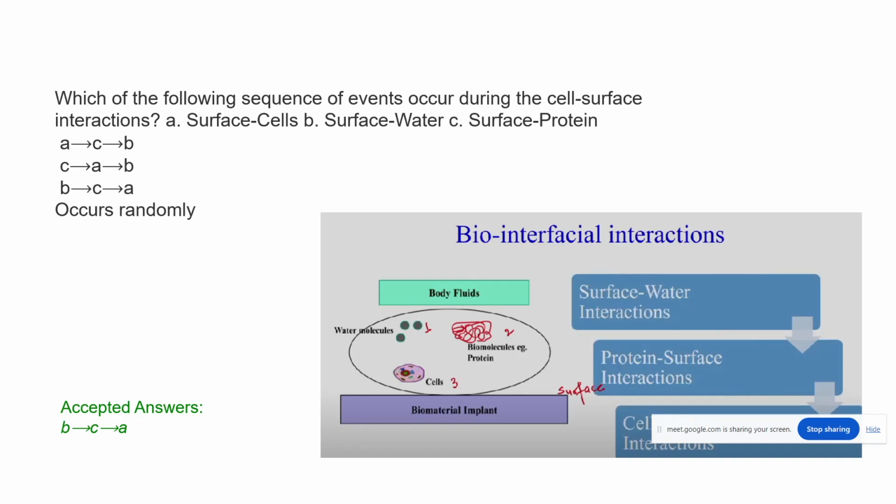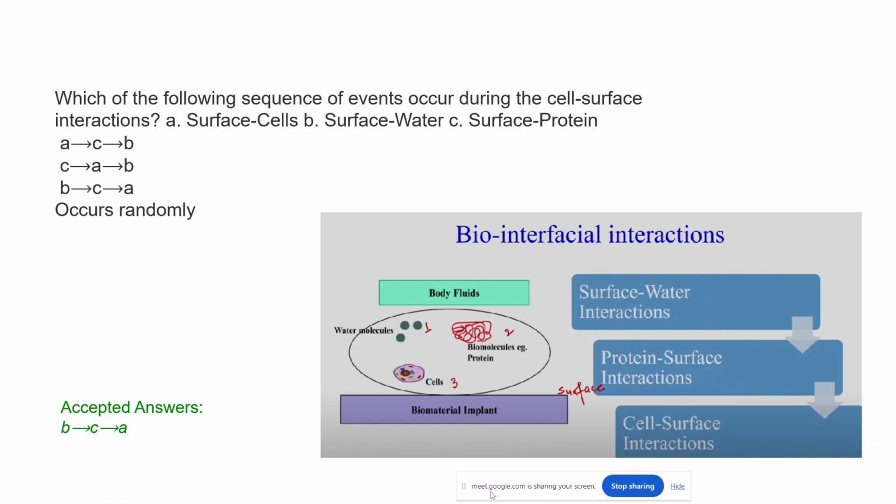Sure, sure. Okay. So the first question was, which of the following sequence of events occur during the cell surface interactions? And the events are A, cells, B, surface water, and C, surface protein. And here the correct answer would be BCA, that is option 3. As soon as the surface is exposed to the body, first the water comes in interactions with the surface, that is followed by protein, and these proteins then attract cells. So the sequence is B, C, and A.